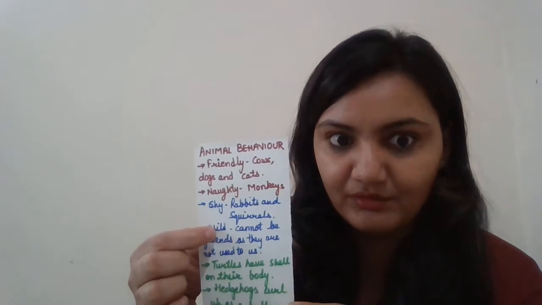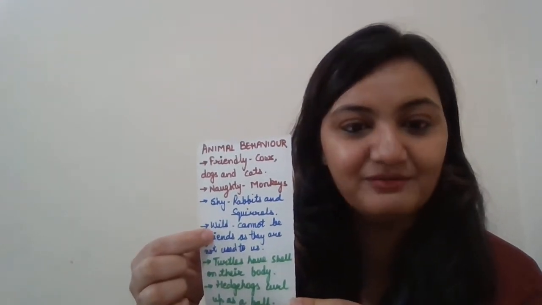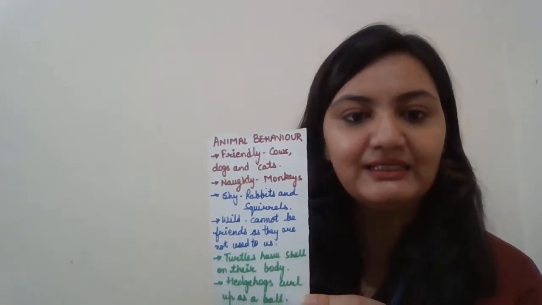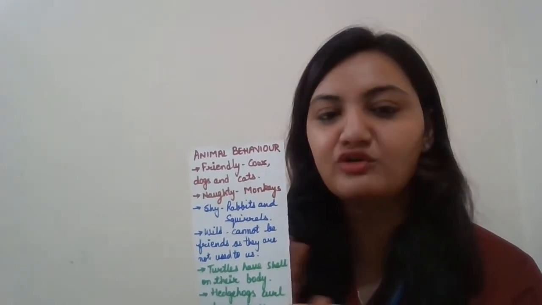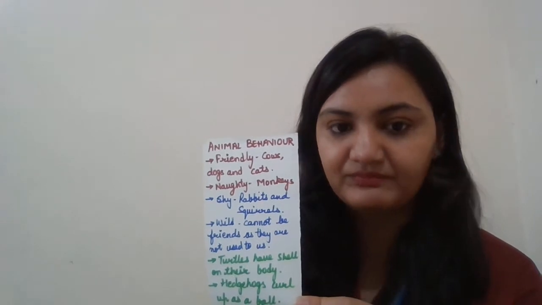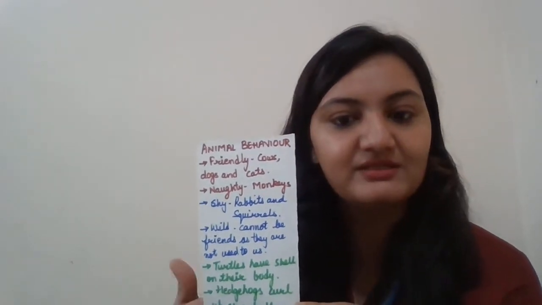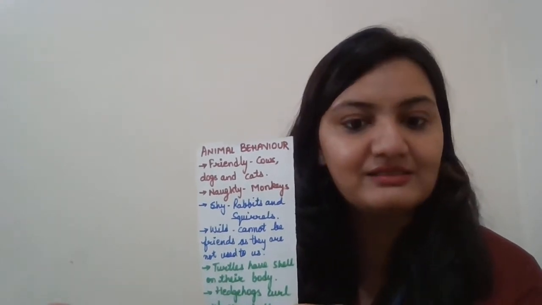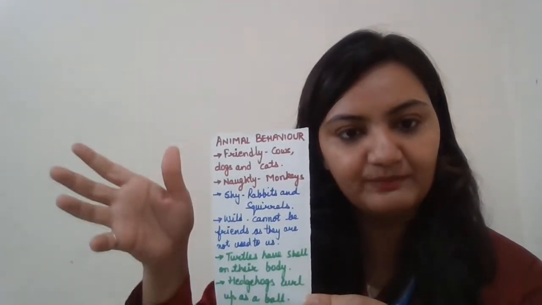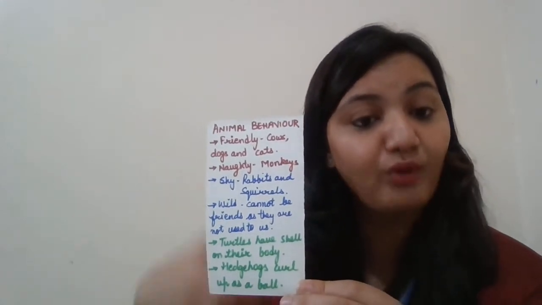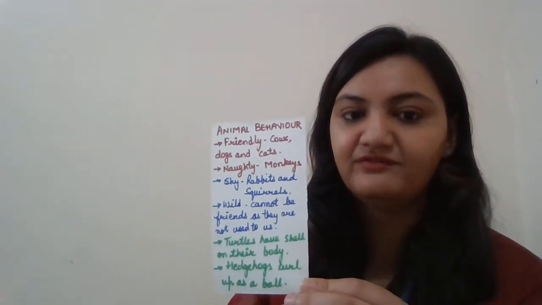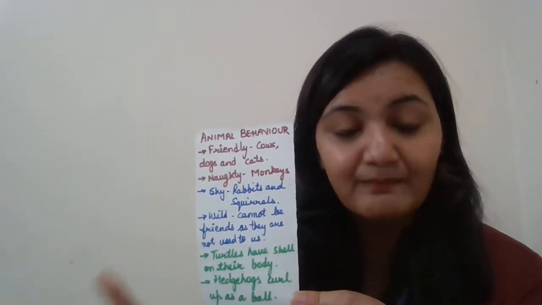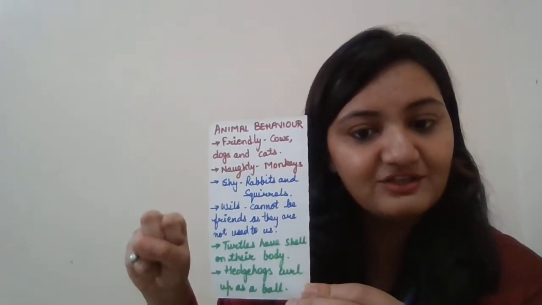Then there are wild animals. When we are talking about wild animals, they cannot be friends. Why? Because they basically live in the forest and they are not used to seeing human beings, and that is the reason we should always keep a distance from them, right? Then there are turtles and snails. They always have a shell on their body. They use their own body to show their behavior. If they feel a little bit scared or feel that they are in danger, they suddenly hide into their shells.